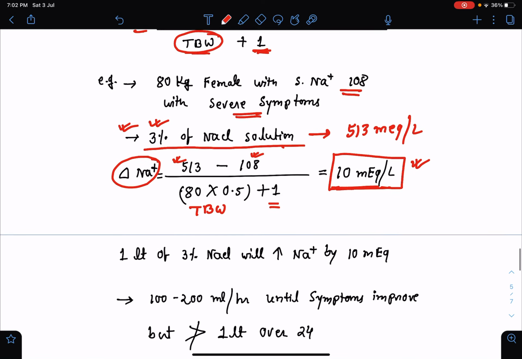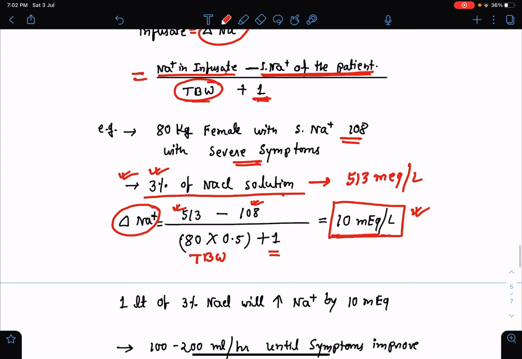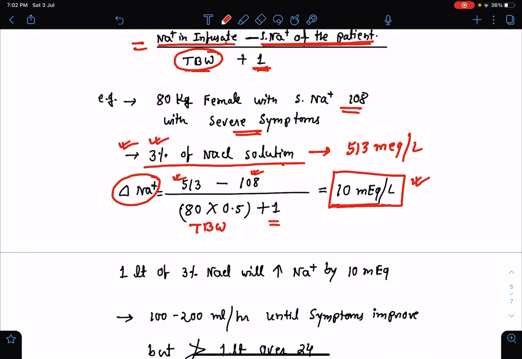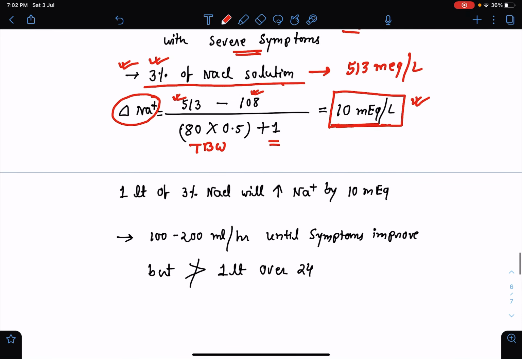So if it increases by 10 milliequivalent per liter, and for this particular lady, since she is presenting with acute hyponatremia with severe symptoms, we need to give a correction of 1 to 2 milliequivalent per liter per hour for the first 3 to 4 hours, as I have already mentioned before. Okay, so we can use 100 to 200 ml per hour until symptoms improve, or for the first 3 to 4 hours. Giving 100 to 200 ml per hour means correcting 1 to 2 milliequivalent per hour.